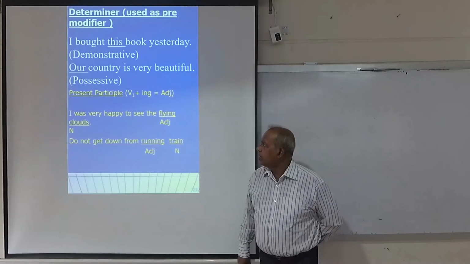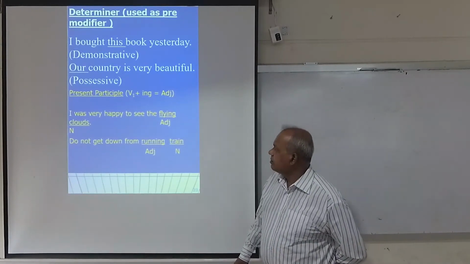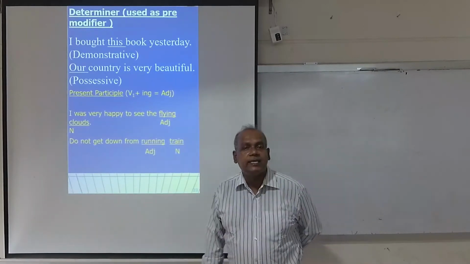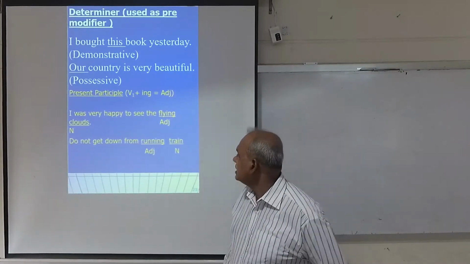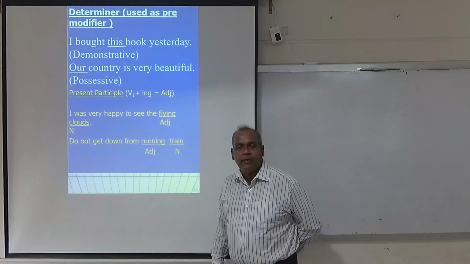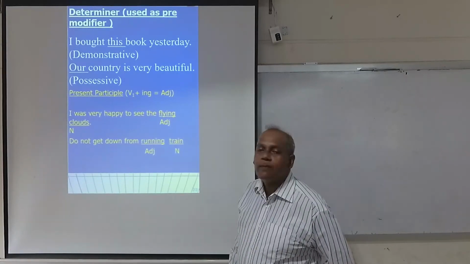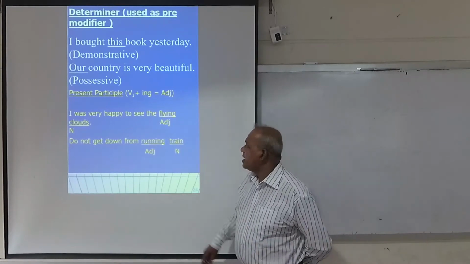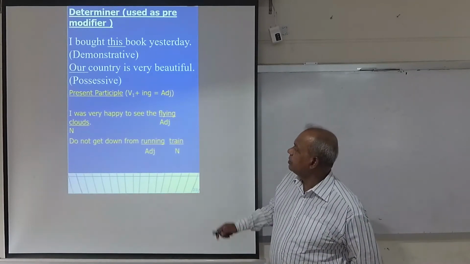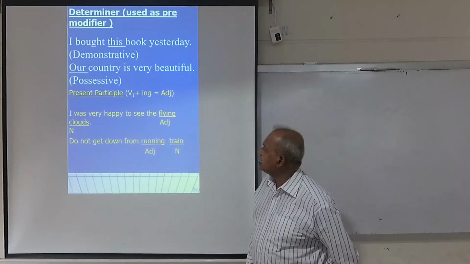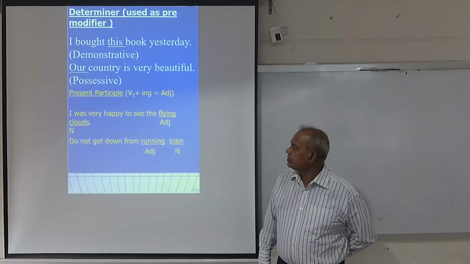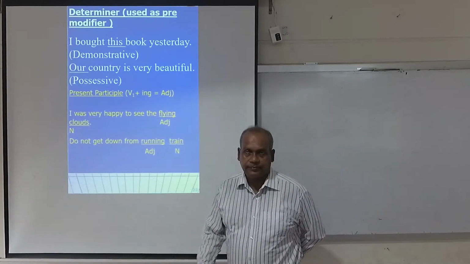Next sentence, do not get down from running train. Running and train. Running is present participle and it is used here as an adjective and as a pre-modifier. So, running modifies the word train. So, we can say present participle can be used as pre-modifier.